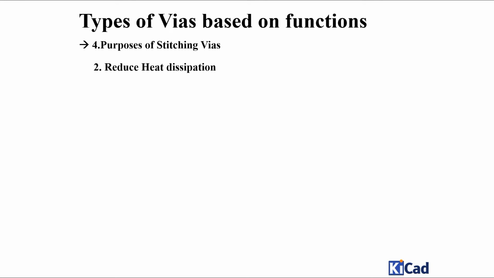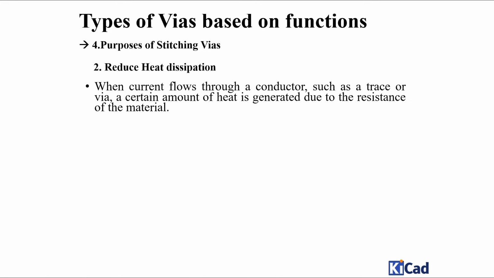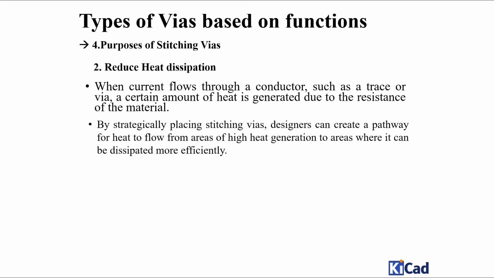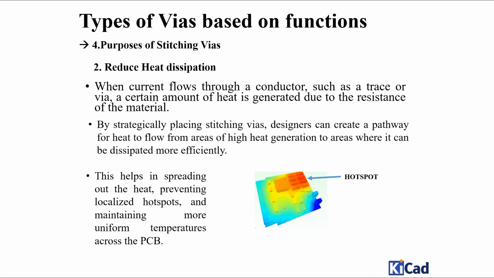The second purpose of stitching via is to reduce heat dissipation issues. When a current flows through a conductor such as a trace or via, a certain amount of heat is generated due to the resistance of the material. By strategically placing stitching vias, designers can create a pathway for heat to flow from areas of high heat generation to areas where it can be dissipated more efficiently. This helps in spreading out the heat, preventing localized hotspots, and maintaining a more uniform temperature across the PCB.